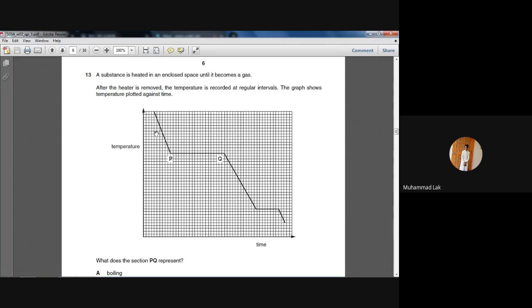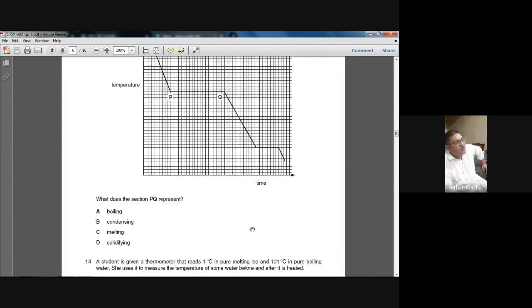So it's cooling, it was gas. What is happening during the cooling? What do you think? The change in state. Yes, state change is taking place. But which state is converting into which state? Gas into liquid. So what is this process? We call it condensation. So what is the choice? B, condensing. So condensation is taking place.